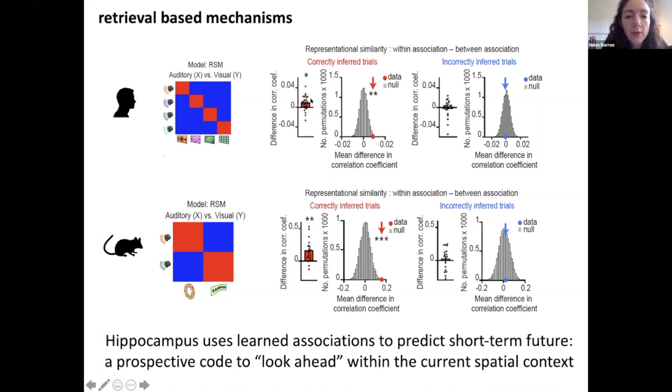And we only observe this for correct trials, as you can see from the bar plots and the null distributions on the right, where you can see that there is this significant similarity between the auditory and visual cues for correct trials, but not for incorrect trials. So this suggests that the hippocampus is actually using learned associations to predict the short-term future, and we can think of this as a prospective code, where the subjects are able to look ahead within their current spatial context using what they've learned.